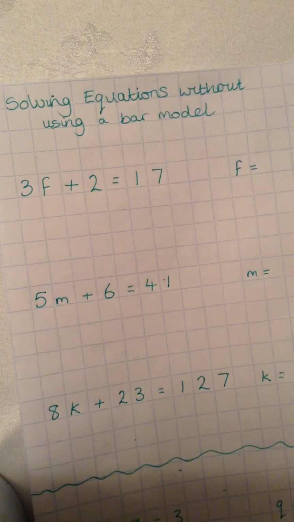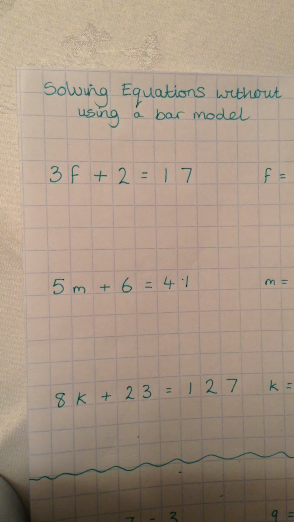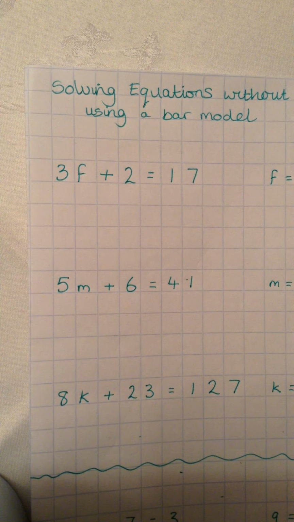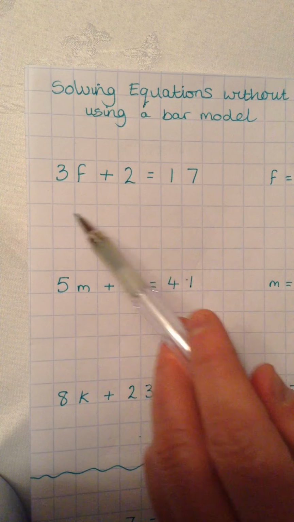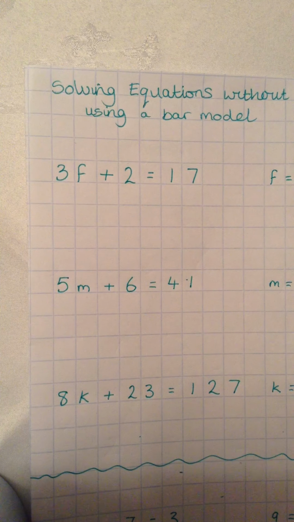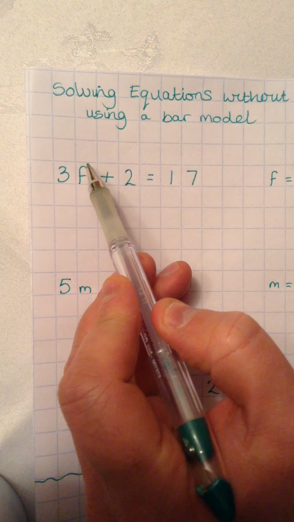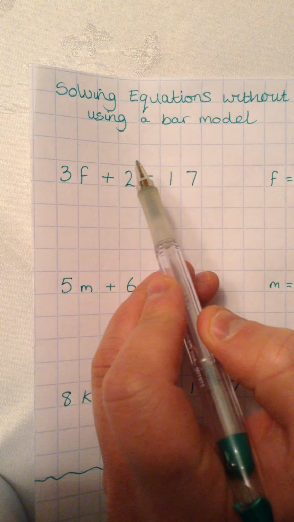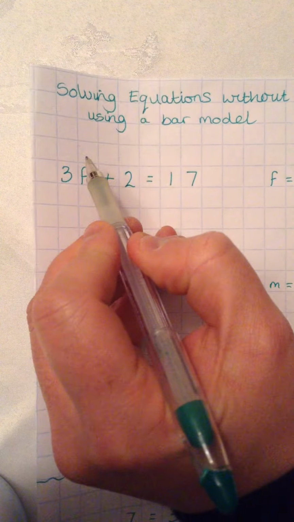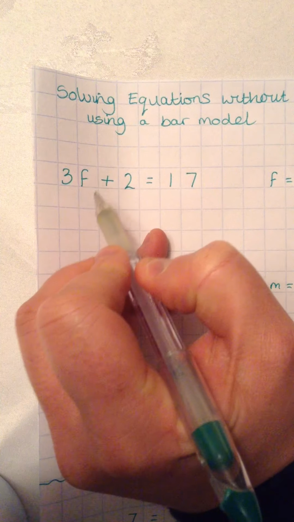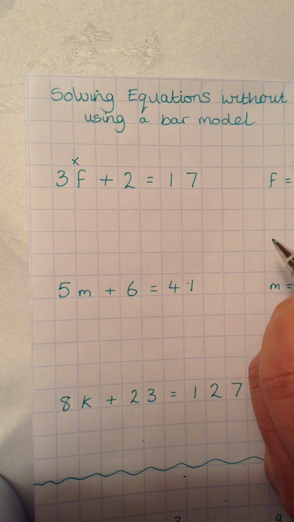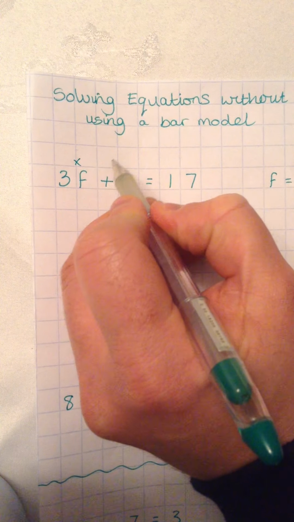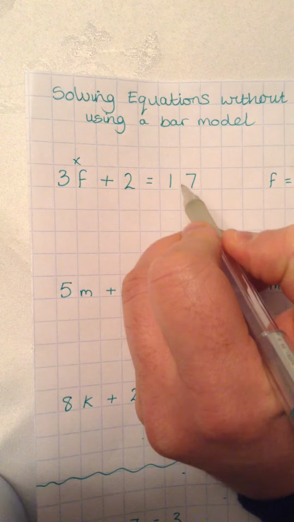So today we are going to be looking at being able to solve these equations without needing to use a bar model. If we have a look at this first one here, we've got 3f plus 2 equals 17. Before, we would be drawing this out into the different bars, but what we're now going to do is look at it as if it's a story, and it's telling us what happens to f along the way. The first thing that happens is 3f means it has been timesed by 3. And then, as it goes on, we've added the 2 onto it to get to 17.